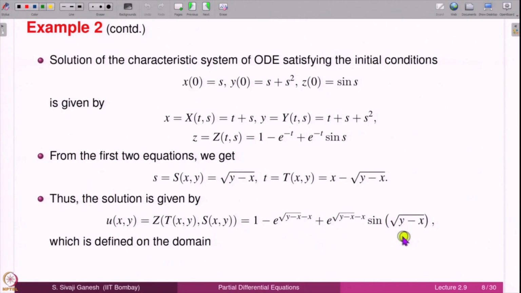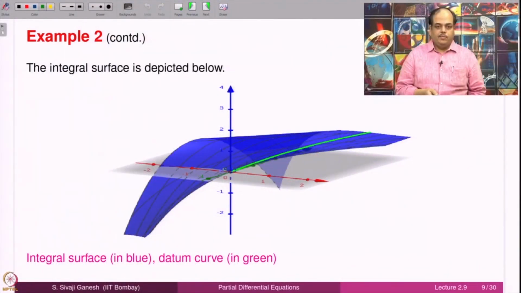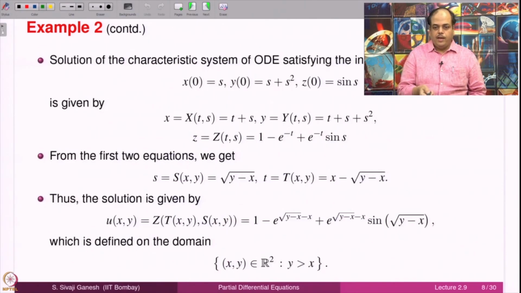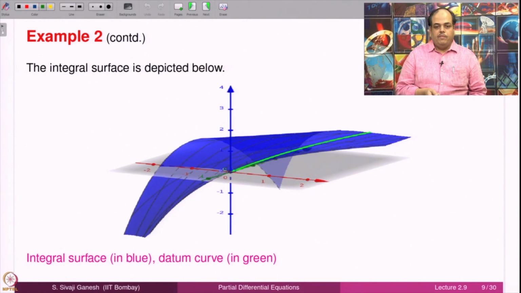First of all, you need that y minus x should be positive because there is a square root, that is it, everything else is fine. So y minus x is positive, that is the restriction, which is y is bigger than x. So that means it defines a solution in this domain, (x, y) in R2 such that y is bigger than x. So this is the integral surface, it is in blue, the datum curve is in green. So along this line y equal to x, the formula has a problem, right. You will see the corresponding trouble here on the line y equal to x.